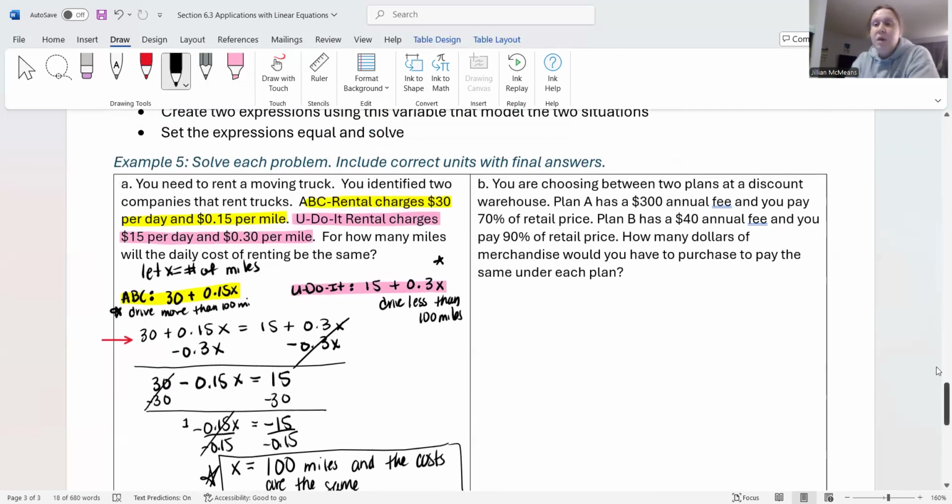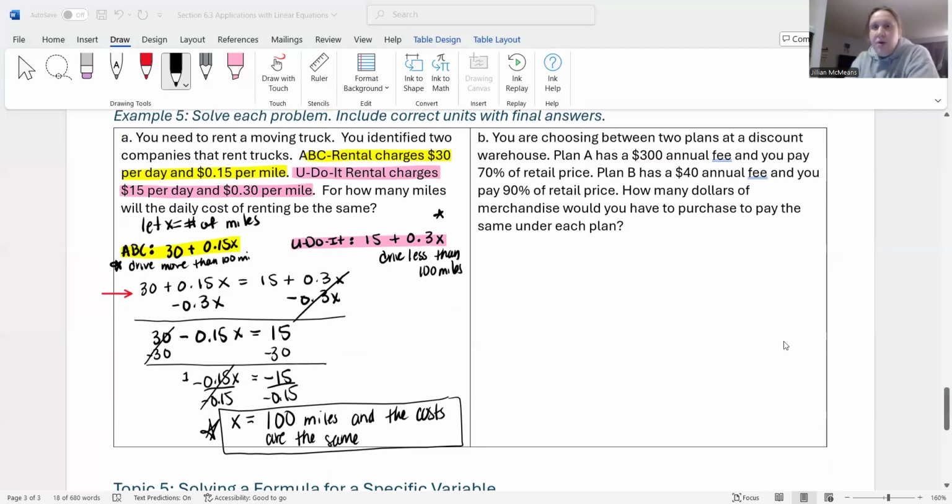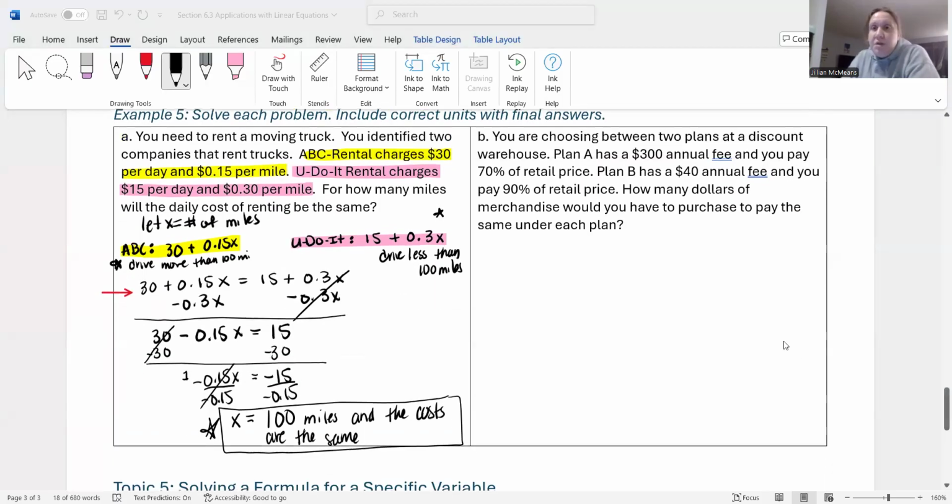All right. Part B. Let me scoot this picture out of my screen. Okay, part B, it says you are choosing between two plans at a discount warehouse. Think like Costco, Sam's, that kind of thing. Okay. Plan A has a $300 annual fee and you pay 70% of the retail price. So you buy this membership card. It's going to cost you $300 a year, but every time you buy products, you get a 70%, or you don't get a 70% discount. You pay 70% of the retail price, which means you get a 30% discount.